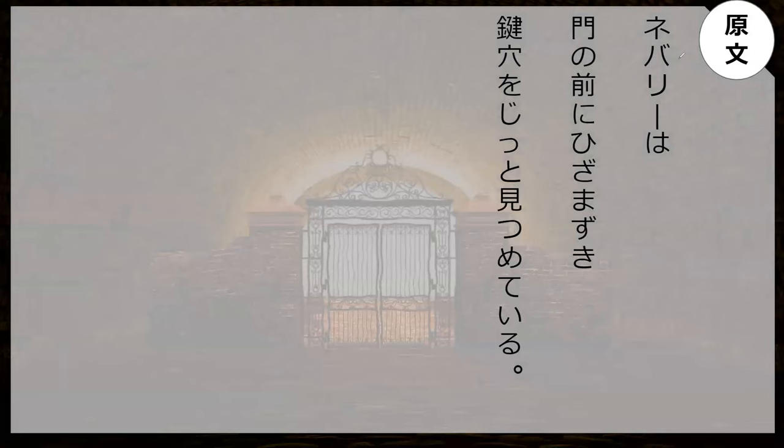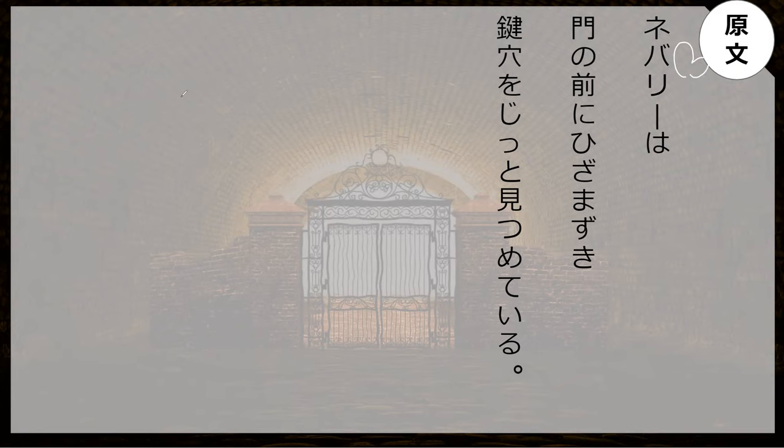Neburi wa mon no mae ni hizamazuki, kagi ana o chitto mitsumete iru. Perfect. Hizamazuki comes from hizamazuku, which means to kneel. Neburi kneels in front of the gate. He chitto mitsumete iru. He looks into, or stares into, the keyhole.